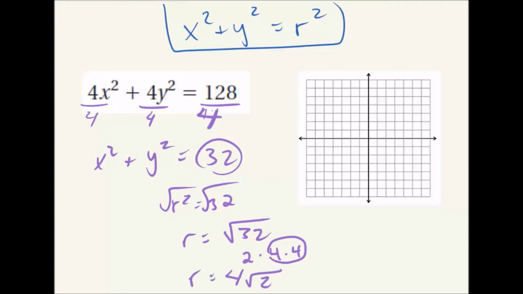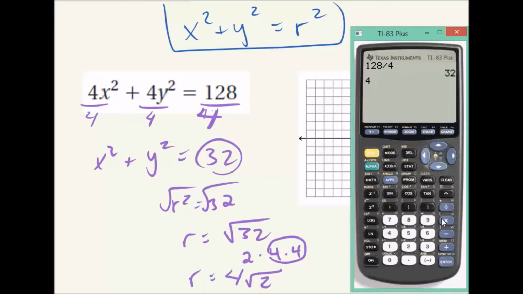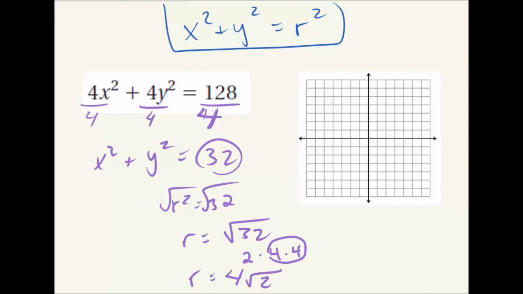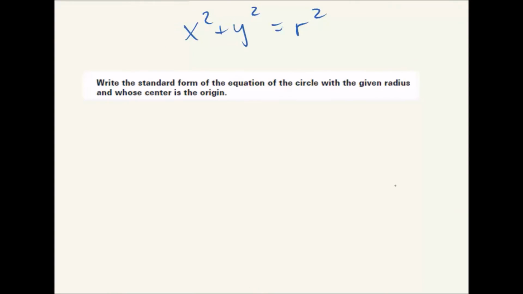So the radius equals 4 square root of 2, which if we don't know what that is, we just type it in. 4 times the square root of 2 to get 5.65-ish. So the radius is going to be somewhere like here. And this is going to be our circle. The only difference here was that we had to divide everything so that there wasn't a coefficient in front of x and y.